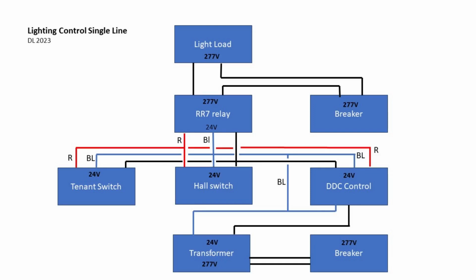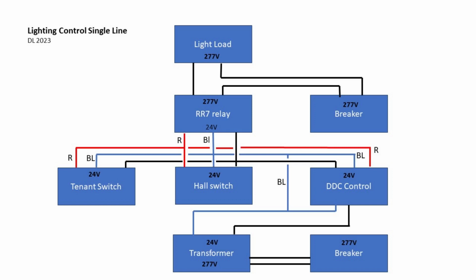3, 2, 1, go. Okay, so today we're doing lighting control, single line, and troubleshooting for lighting circuits in an office tower. Typical office tower in Vancouver, Toronto, or anywhere. If you have GE lighting relays, RR7 relays or RR8 relays. So this is the graphic for UKB building.